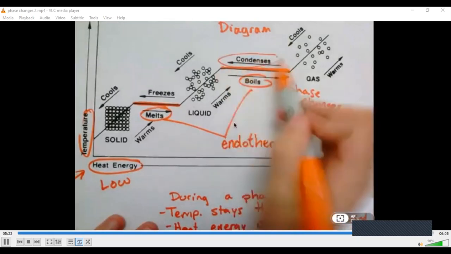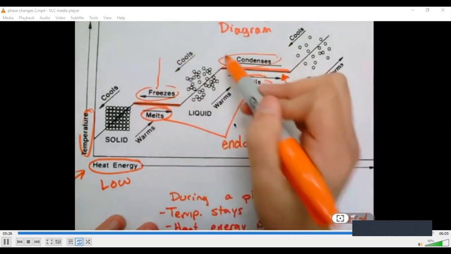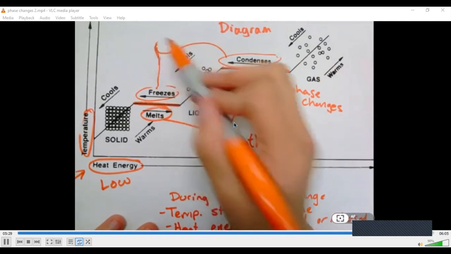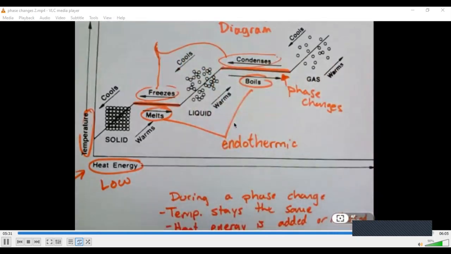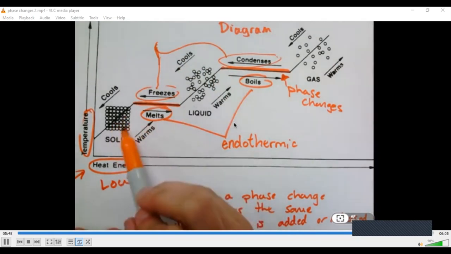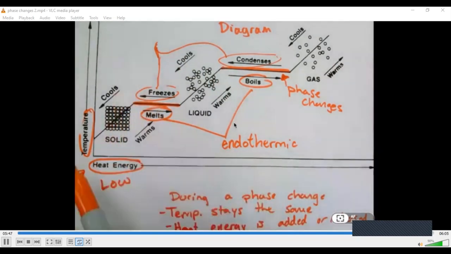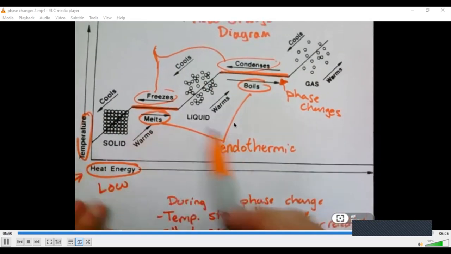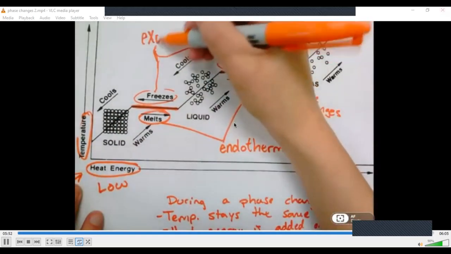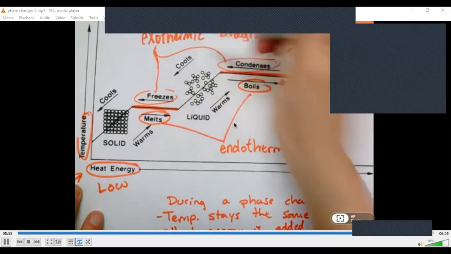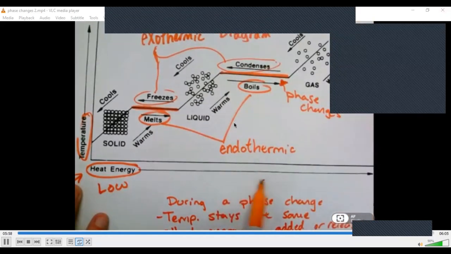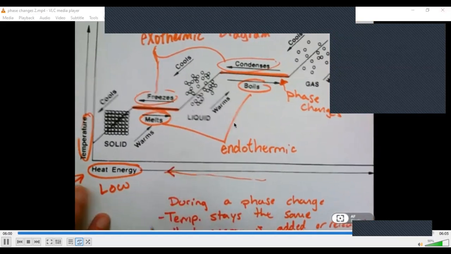Let's look at condensing and freezing. During these phase changes, and this might seem counterintuitive because we know when we freeze something it becomes cold, and we typically associate cold with endothermic. What's happening is heat energy is being released from these atoms to somewhere else. So these are actually exothermic because I'm reducing the amount of heat I have. I'm releasing that heat.